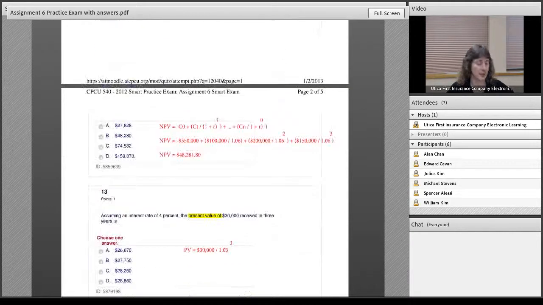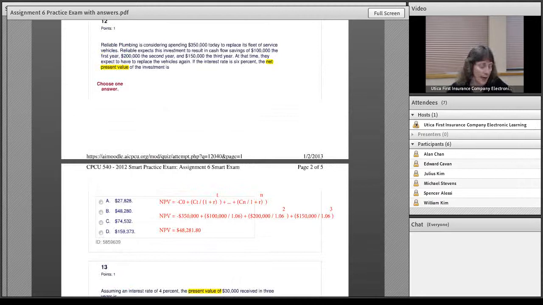Okay. Question 12. Reliable Plumbing is considering spending $350,000 today to replace its service vehicles. Reliable expects this investment to result in cash flow savings of, I'm sorry, $100,000 the first year, $200,000 the second, $150,000 the third year. At that time, they expect to have to replace the vehicles once more. So, if the interest rate is 6%, what is the net present value?